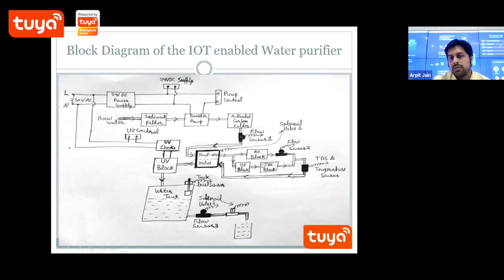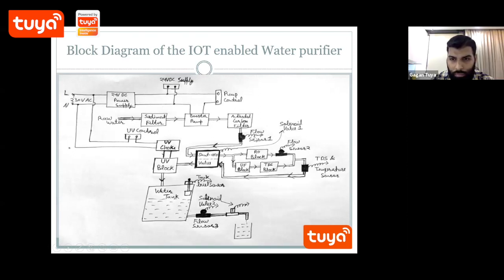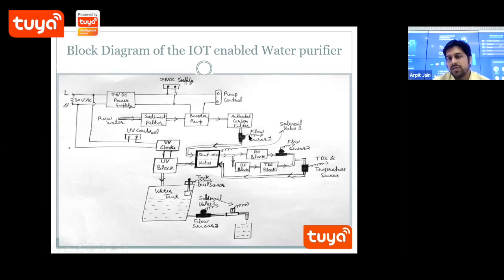Then this output water is combined in the TDS block, and also a flow sensor is there to see the RO membrane flow data. Basically, this flow sensor 1 and 2 data is used to measure the filter life. So the pre-filter life is measured by flow sensor 1, and flow sensor 2 measures the RO membrane filter life.